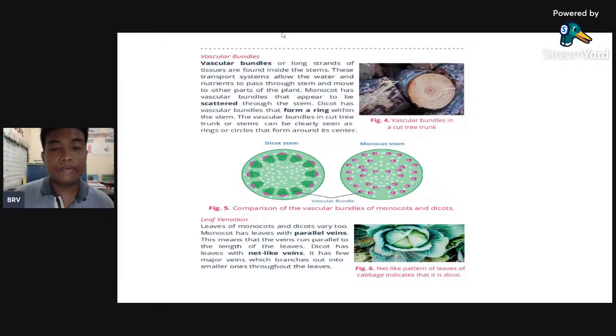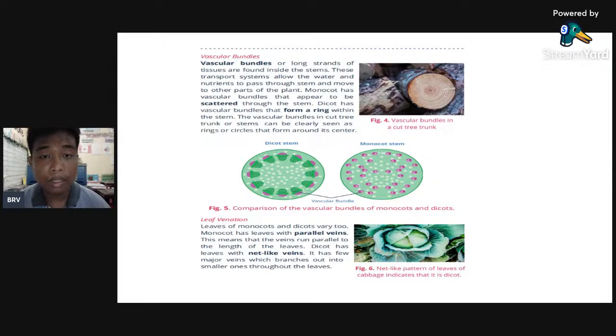Next, vascular bundles. Vascular bundles, or long strands of tissues, are found inside the stem. We can see them in a cut tree trunk. Look at that one. These transport systems allow water and nutrients to pass through the stem and move to other parts of the plant.